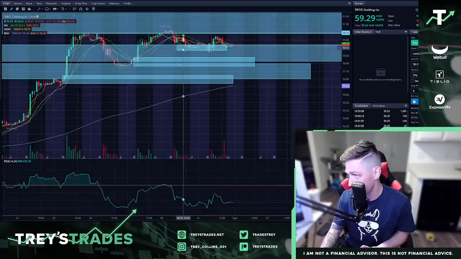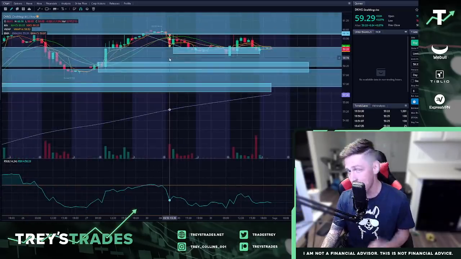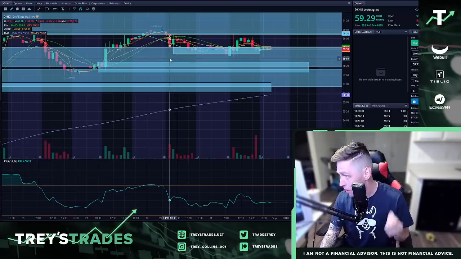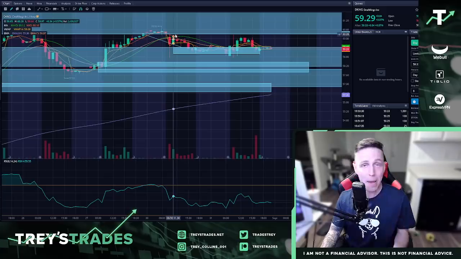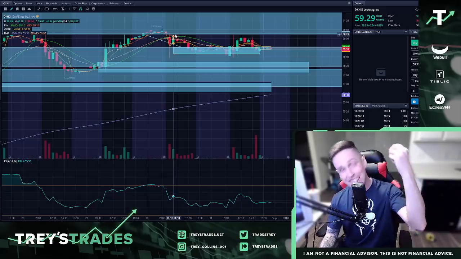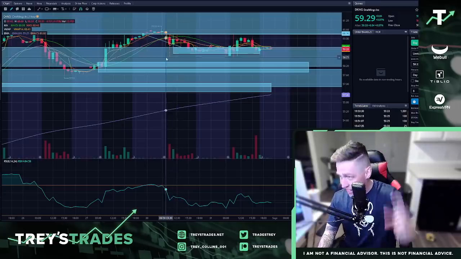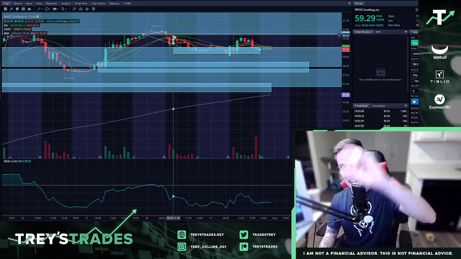Now check this out. Enters the demand zone right here. If you were flipping calls this exact day, it dropped down to $58.69 and went back up to $60.30. You could have netted incredible gains off of a trade here just based on getting in at the demand zone, getting out at the supply zone.